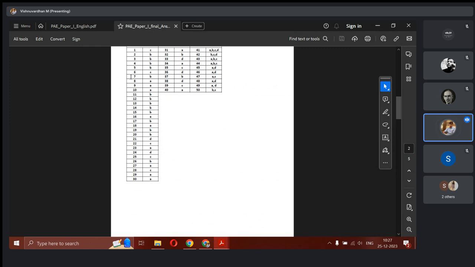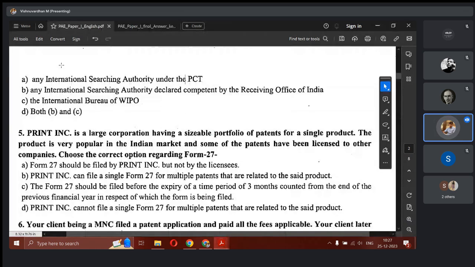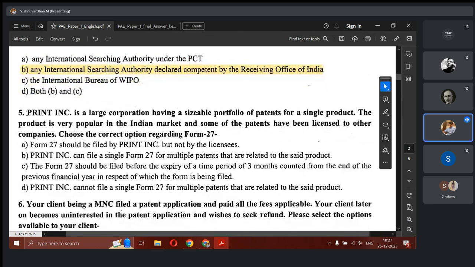Okay, so the answer for 4 is again B. So see, these are all ambiguous questions. The Patent Office does what it wishes to do. So you will lose like 2 or 3 marks in these kind of rubbish questions. But to my knowledge, the answer should be A. Okay. Anyway, moving on. Fifth one, Print Inc.